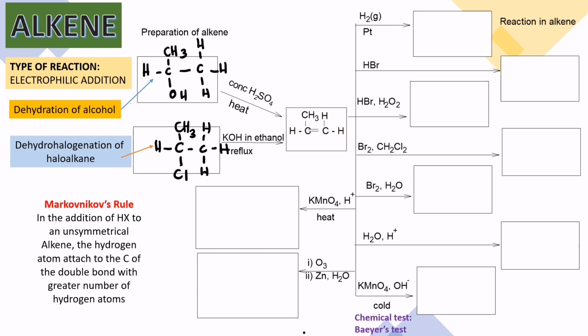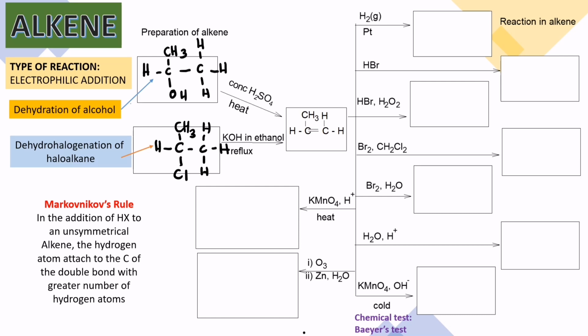Assalamualaikum and hi. Today we will learn reactions involved in alkene. The type of reaction in alkene is electrophilic addition reaction. Let's start with preparation of alkene. There are two reactions involved to prepare an alkene.